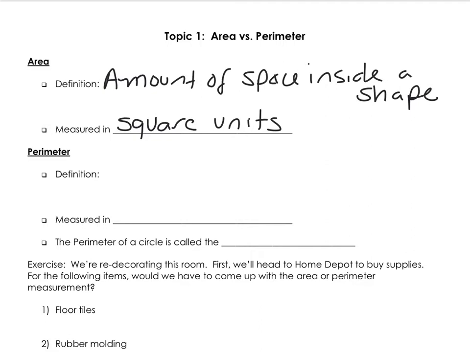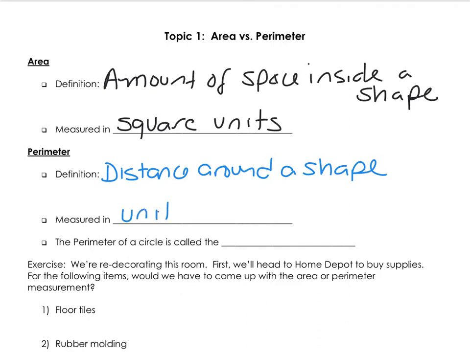The perimeter, on the other hand, is the distance around a shape. And so that's just measured in plain old units, be it feet, inches, miles, meters, whatever. The perimeter of a circle has a special name, and that's called the circumference. We're talking about that, I think, in topic 4.